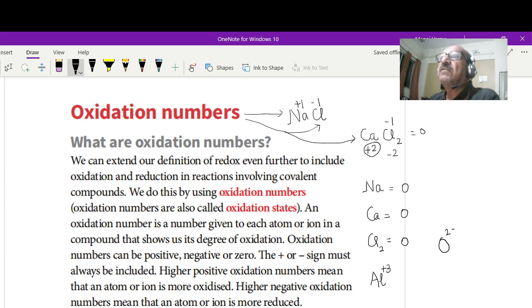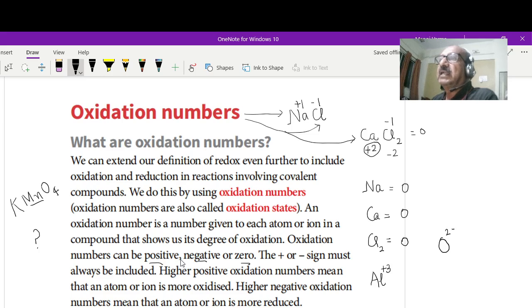But if I write a formula like KMnO4 and then ask you about the oxidation number of manganese, it will not be easy for you to find the answer. So we have made certain rules, and with the help of those rules we can assign an oxidation number to manganese. The oxidation number can be positive, it can be negative, it can be 0, and sometimes it can even be fractional.